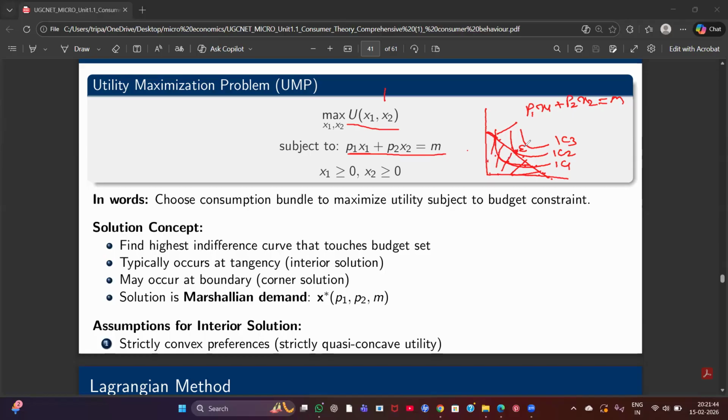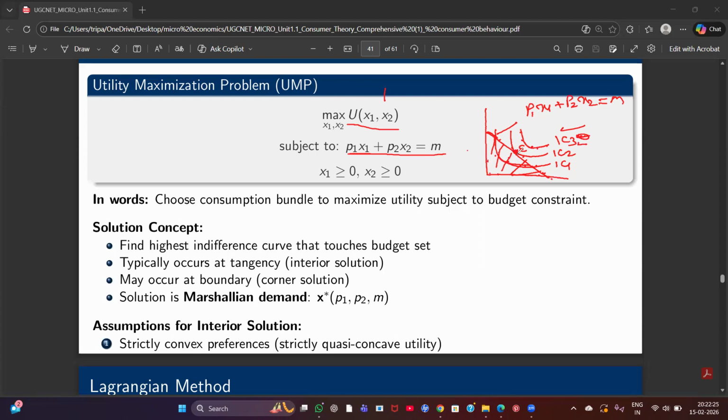Now the question arises: if I move to IC3, I'll get more utility, so why will the consumer be at point E? No doubt IC3 gives more utility. But within this constraint zone, the consumer cannot jump to IC3, because any point on IC3 requires more income. His expenditure will exceed the income, so this is not possible. The consumer cannot exceed its budget limit. Hence, the consumer cannot move to IC3. The maximum utility will be achieved when the consumer is at point E on the indifference curve IC2.